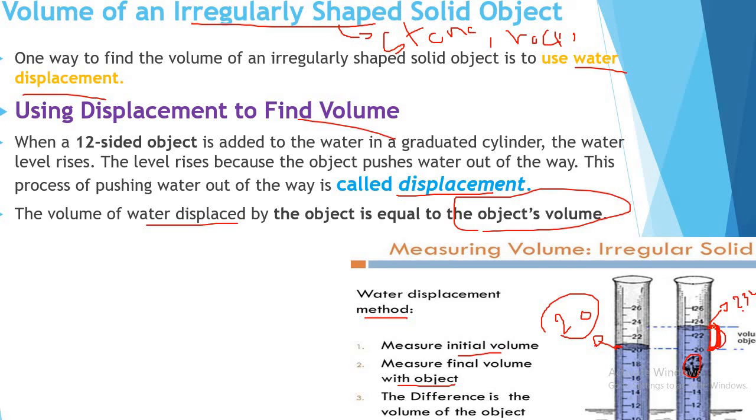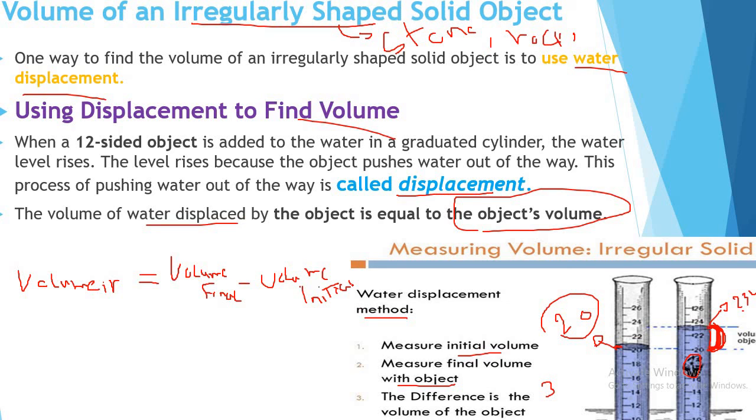So this water displaced by the object is the volume of the object. So the answer, the volume of the object is 3, which is 23 minus 20. So if you want to measure the volume of an irregular shape, it equals volume final, meaning volume with the object, minus volume initial, meaning volume without the object.